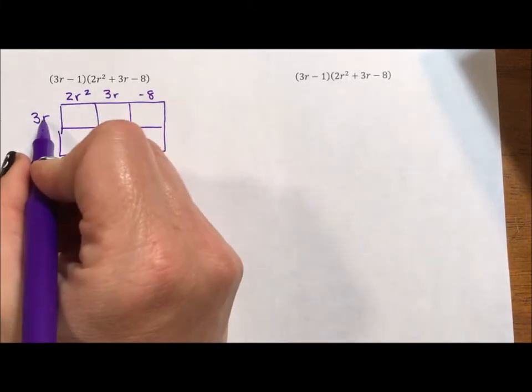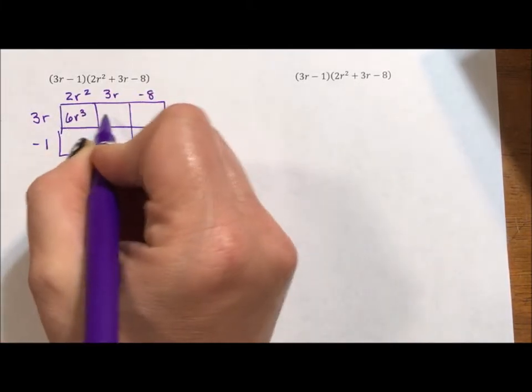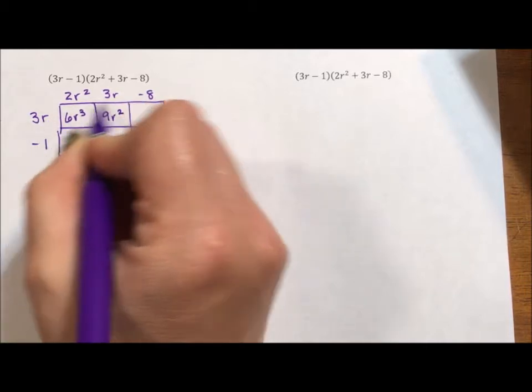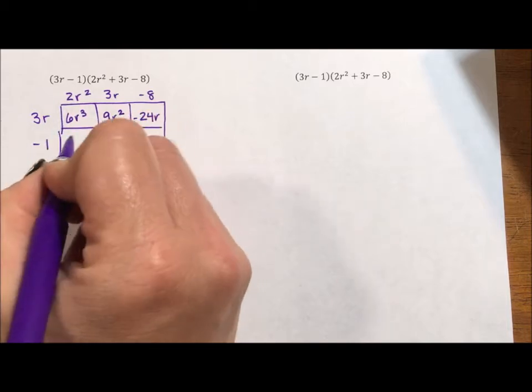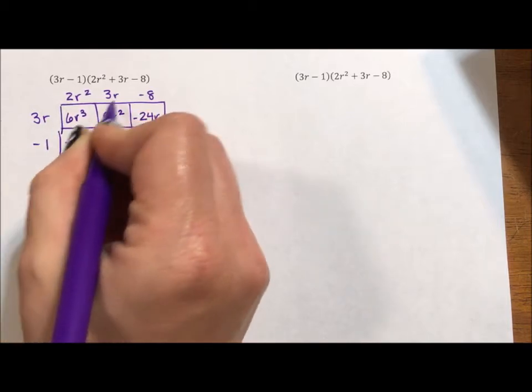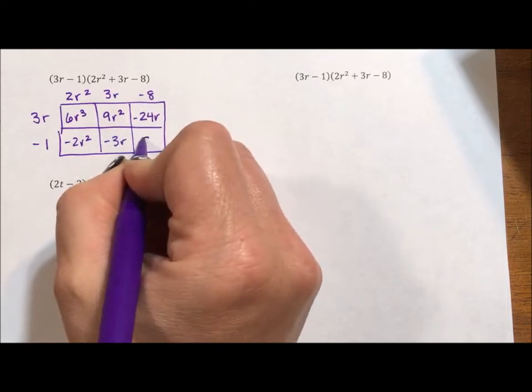It's like area. 3r times 2r squared is 6r cubed. 3r times 3r is 9r squared. 3r times -8 is -24r. -1 times 2r squared is -2r squared. 3r times -1 is -3r, and -1 times -8 is +8.